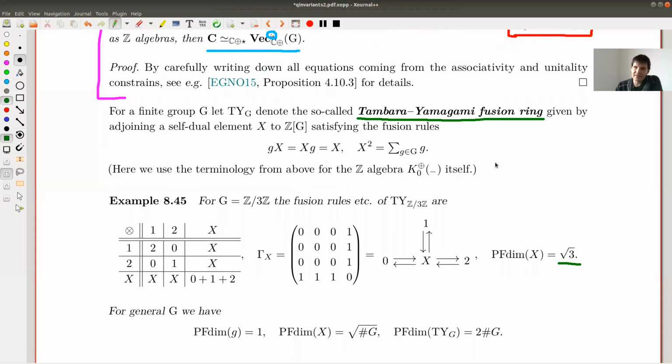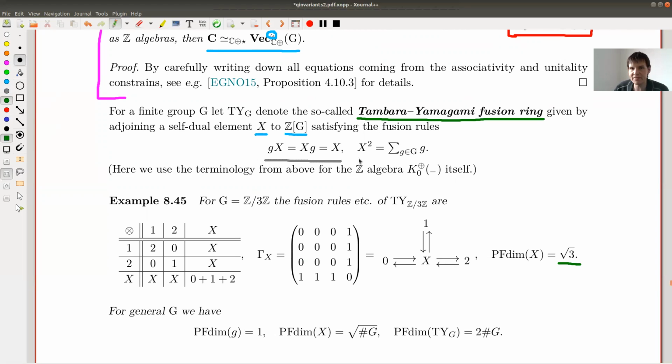It's not quite a category, it's just a Grothendieck group, right? We are fixing a Grothendieck group, so it has a name. Tambara-Yamagami fusion ring in this case. And it's just the following. You attach just one extra element, X, to a group ring. And X has those properties.